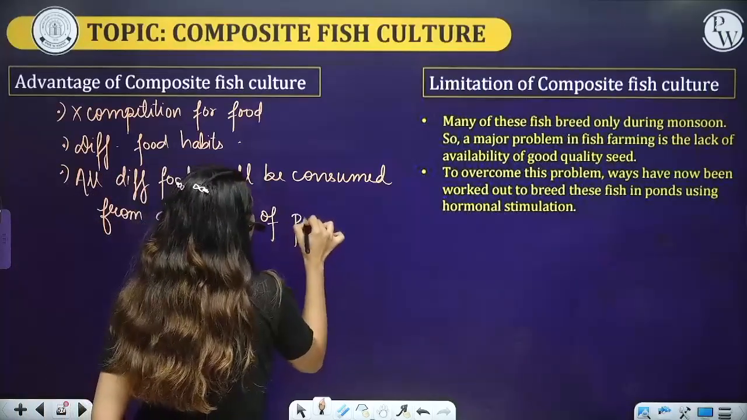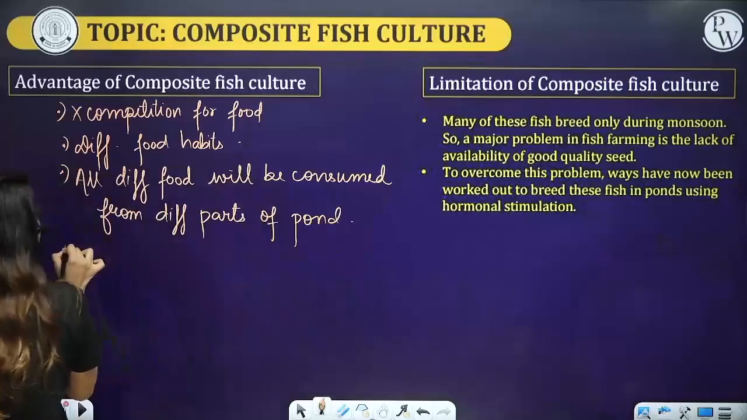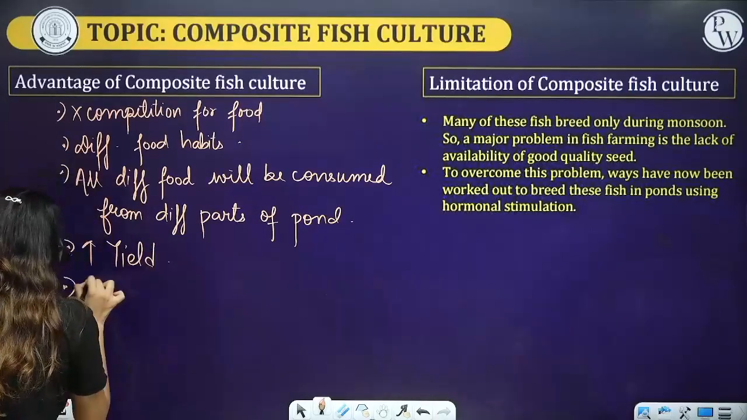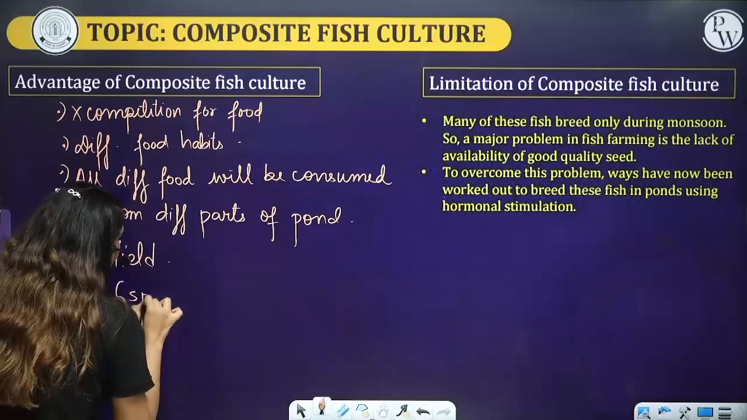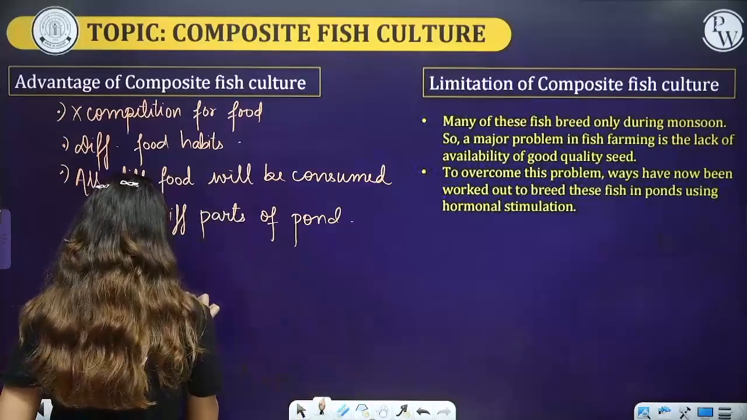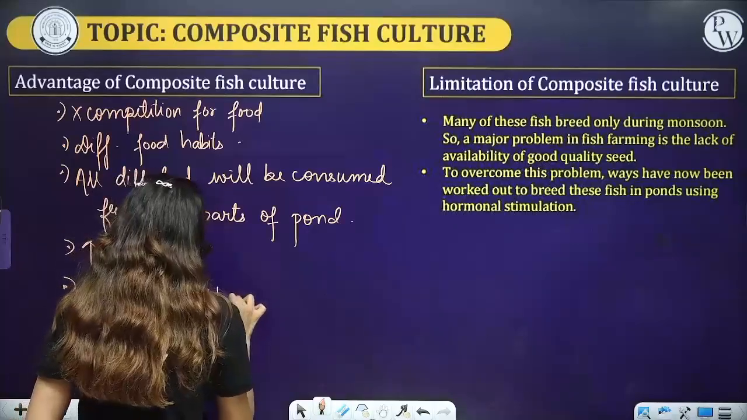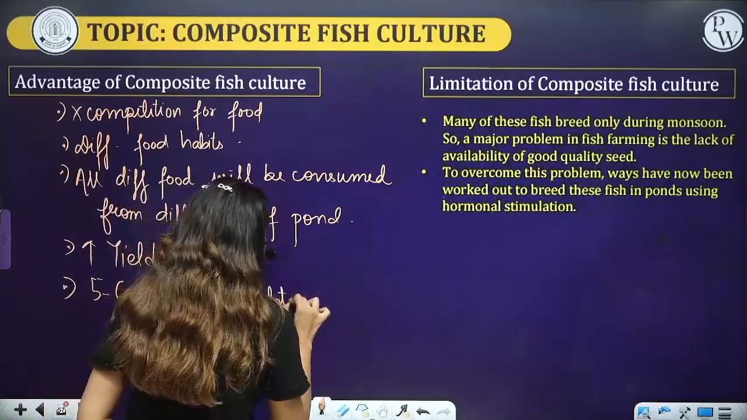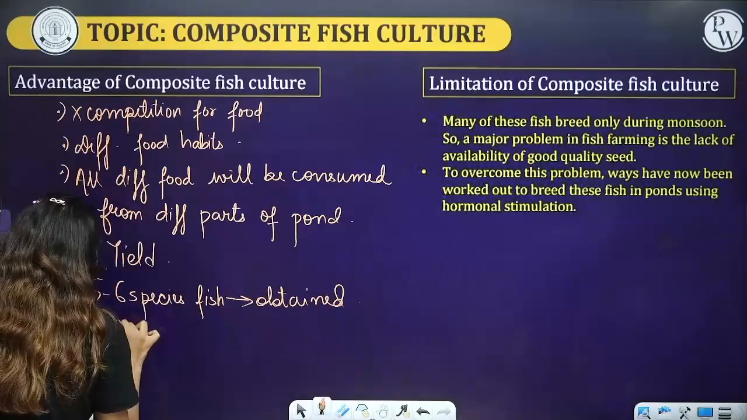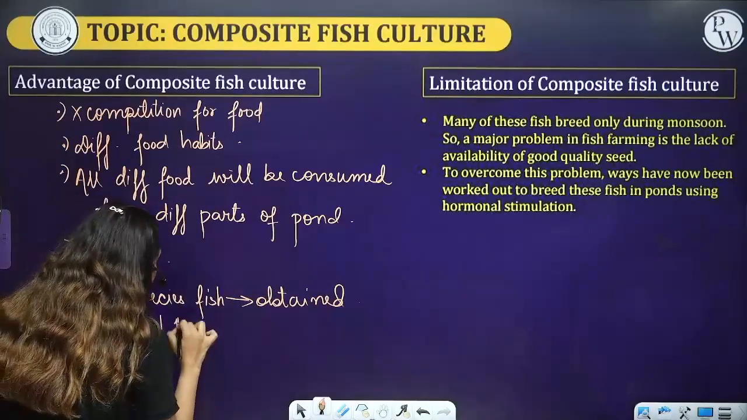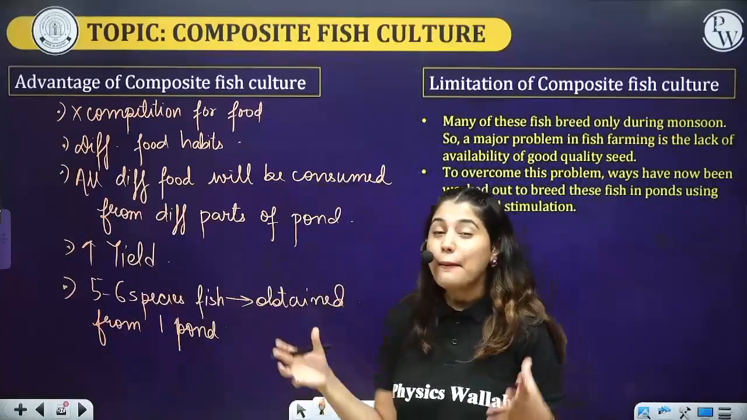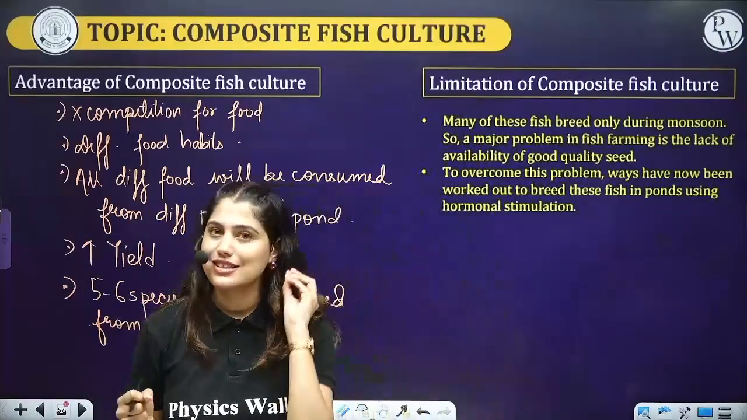Obviously, we are growing so many types of fishes, so I can say it will increase the yield, and also at a single time I am going to obtain 5 to 6 species of fishes from a single pond. From a single pond, I'm going to get different kinds of fishes. Isn't it great? But it comes with its own disadvantage.